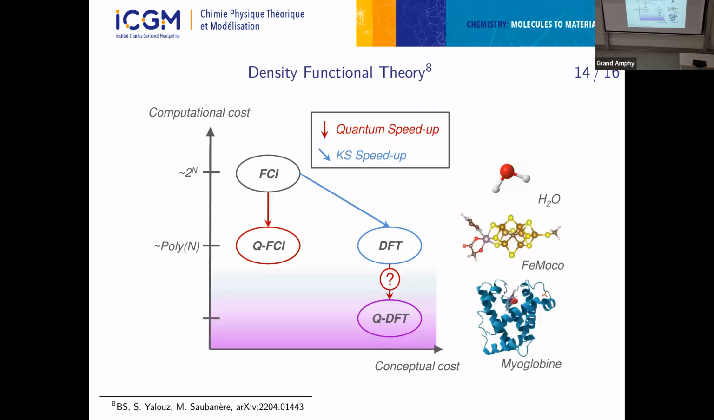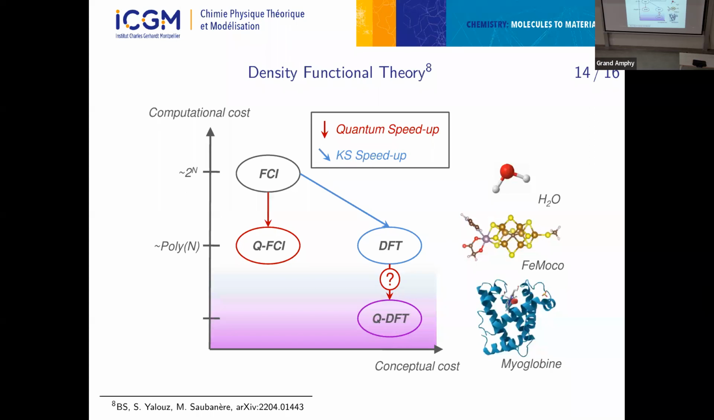Okay, and the last example I wanted just to share with you is a work that we did on density functional theory. So we know that a quantum computer can solve the full CI problem with a polynomial cost. And also we know that DFT can also solve in principle the ground state problem with also polynomial cost. But can we use quantum computers to speed up the DFT calculation? That's not obvious because the DFT problem is not exponential in scaling, but we still wanted to look at that.